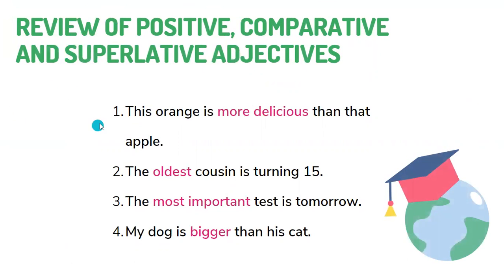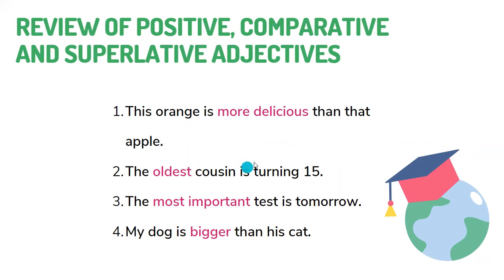For example, this orange is more delicious than that apple. More delicious. Delicious is a two or more syllable adjective. And more is to make this adjective into a comparative adjective. We're comparing the orange with the apple. La naranja es más deliciosa que la manzana.